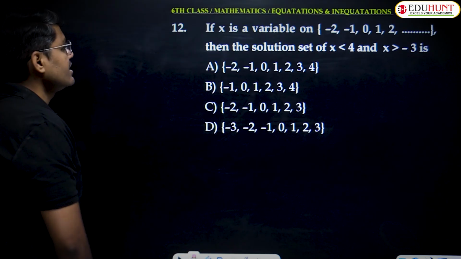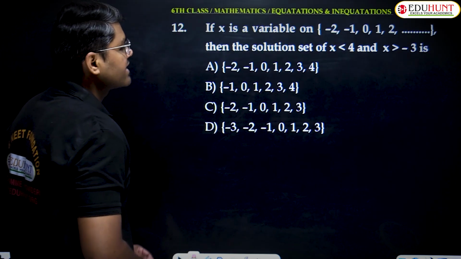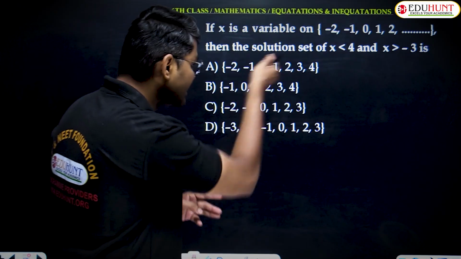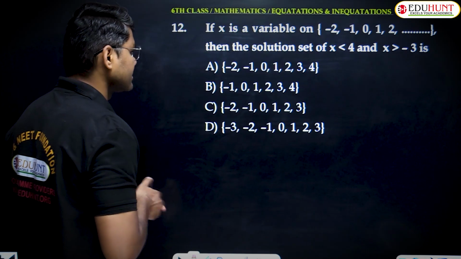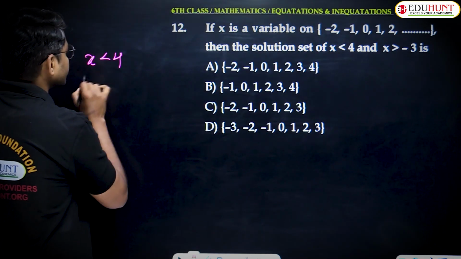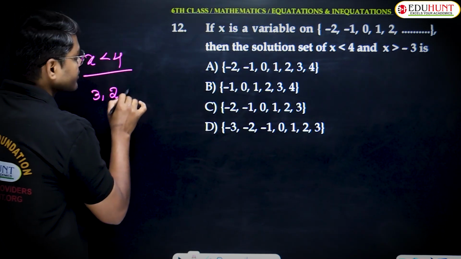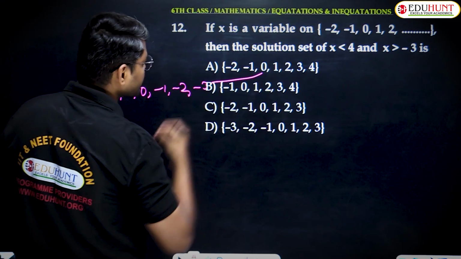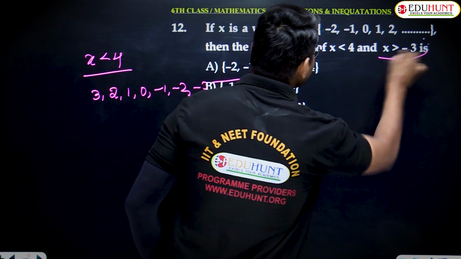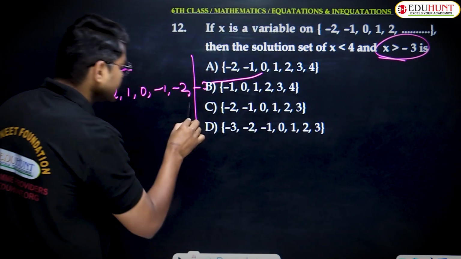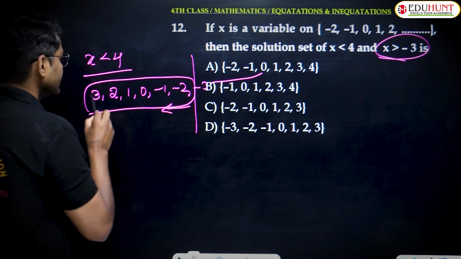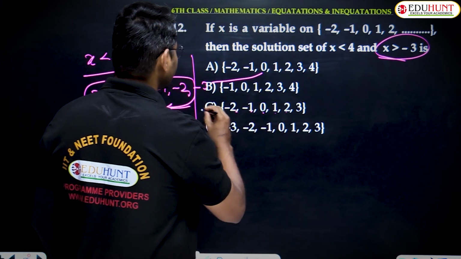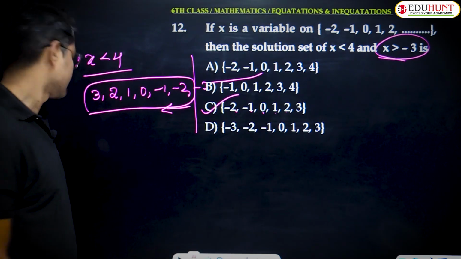That is it. If x is a variable on minus 2, minus 1, 0, 1, 2 and so on, then the solution set of x < 4 and x > minus 3. x < 4 means 3, 2, 1, 0, minus 1, minus 2, minus 3 and so on. But x > minus 3 means till here. So, this is the solution set: 3, 2, 1, 0, minus 1, minus 2. So, option C is the correct answer for this question.